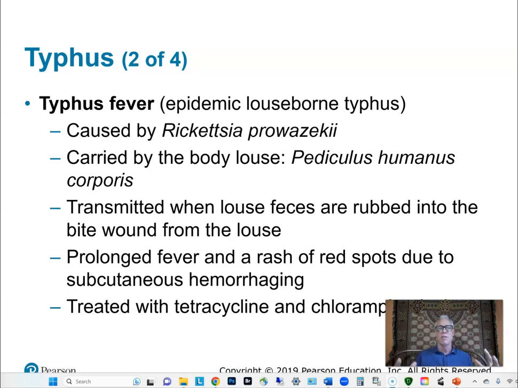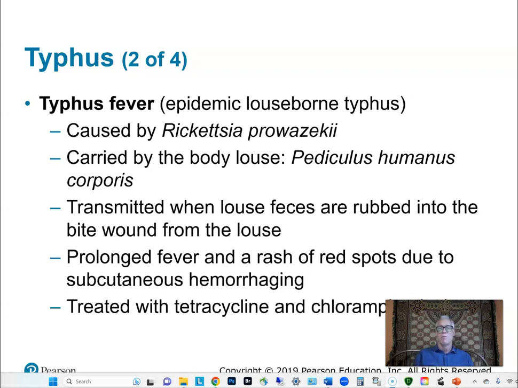When you have large populations of people, like armies in a war situation, away from home, crowded in a situation where they don't have good hygiene, or in camps of refugees, similar situation. They're all crowded in there. They don't have access to good showers and hygiene, and then outbreaks of lice, and then outbreaks of typhus fever, a very terrible disease.